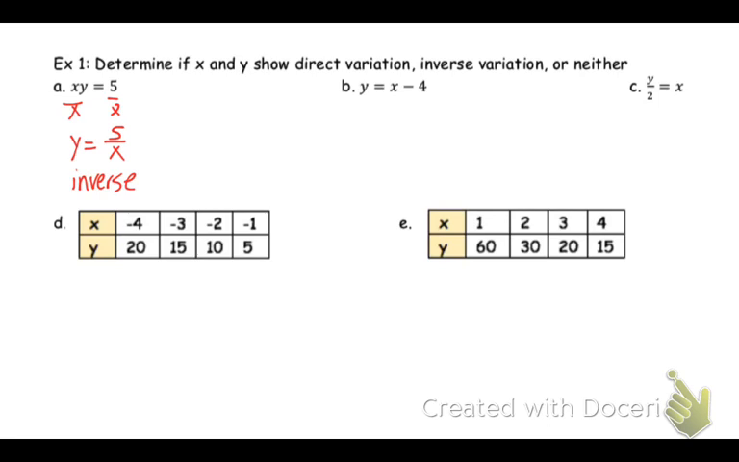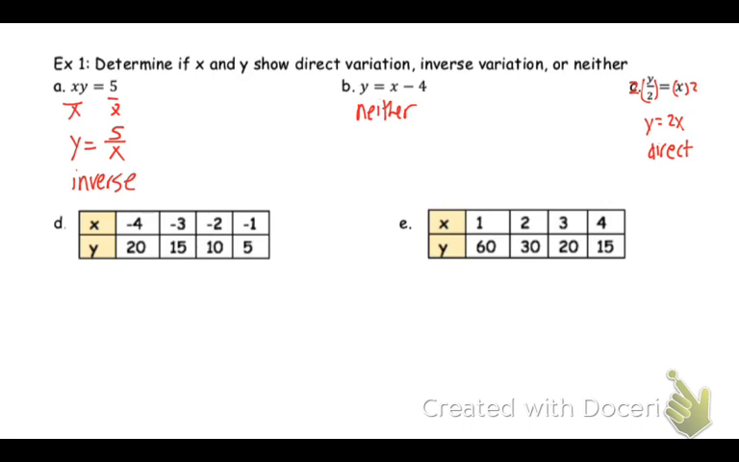All right, look at b. Now this looks similar to our direct variation except for this -4. But think about what you know from Algebra 1. -4 would be the y-intercept, which means it does not pass through the origin, and direct variation has to pass through the origin. So this one is actually going to be neither. Then my last one, to get y by itself, I'm going to multiply both sides by 2. So I get y equals 2x, which is direct variation. The constant there would be 2.